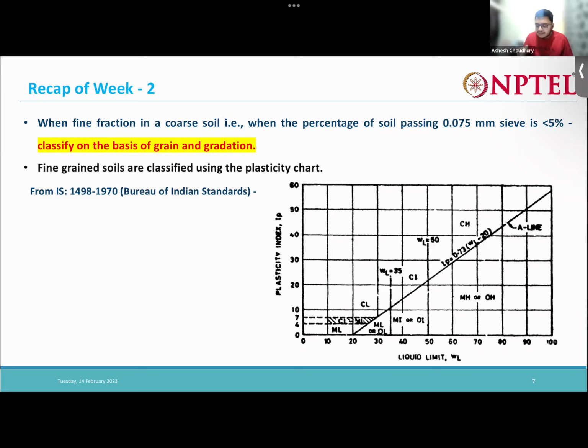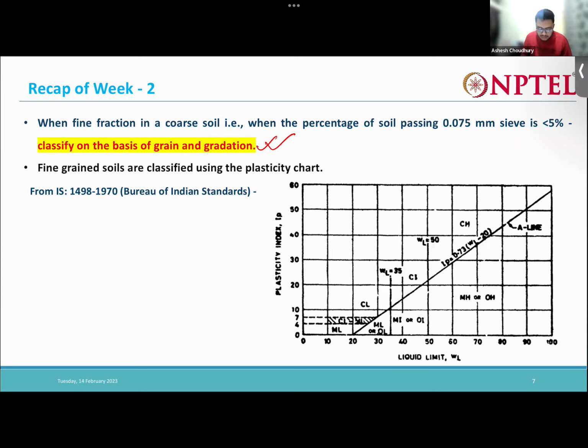In a sand or gravelly soil, if the percentage of fine fraction is less than 5%, then we will classify it on the basis of grain size and gradation. That means first it will be gravel or sand, G or S, and the second part will be well graded or poorly graded. That is our gradation part. So if the fine fraction is less than 5%, it can be SP, poorly graded sand, or SW, well graded sand. Similarly, GP or GW.